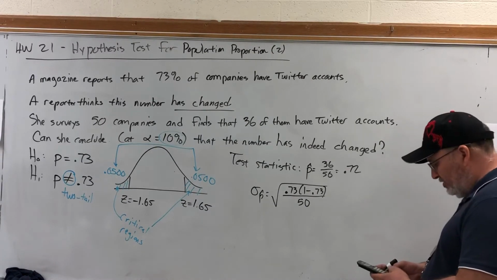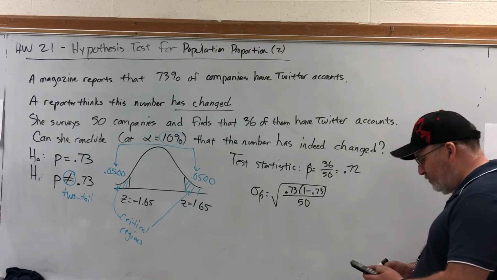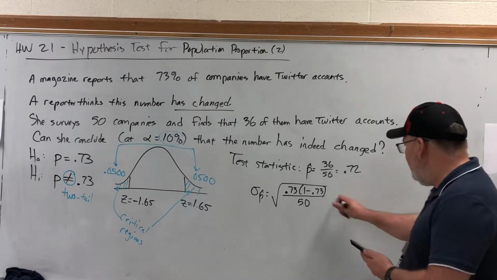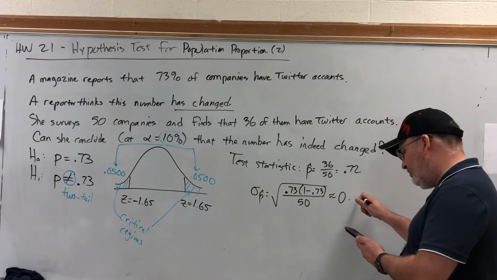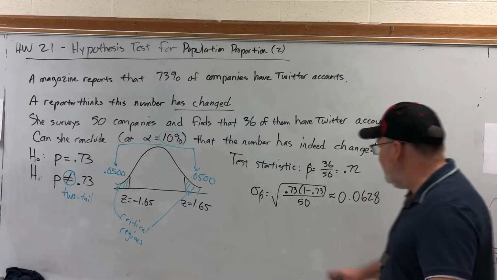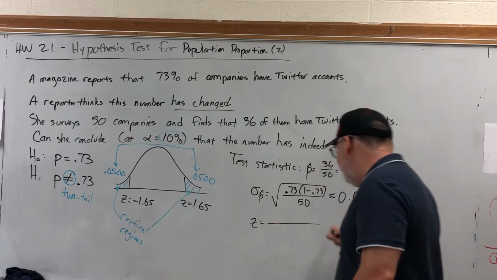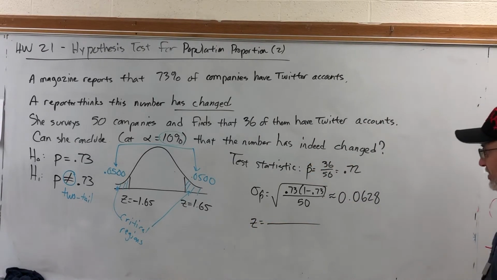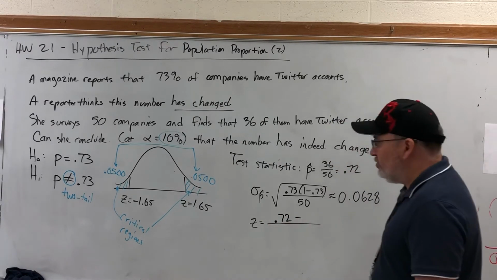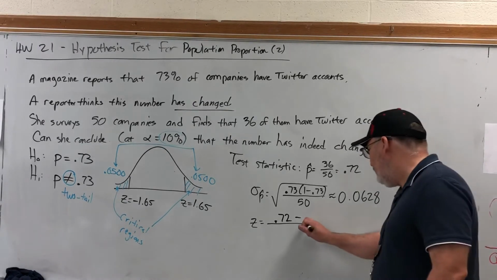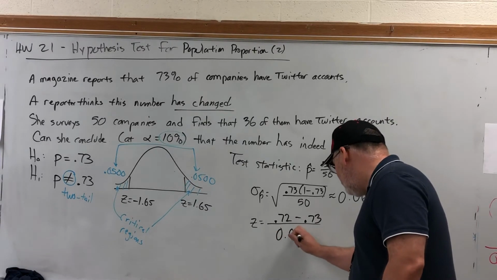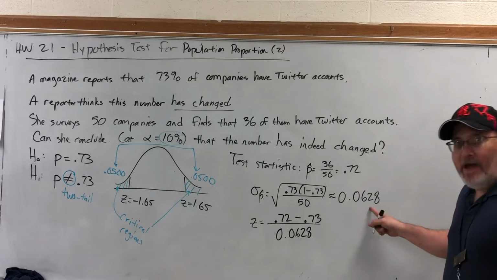0.73 times open parentheses 1 minus 0.73 close parentheses divided by 50 equals, then square root. So to 4 decimal places, 0.0628, which is not our test statistic, but rather the denominator that we need to calculate the test statistic. So the test statistic is: start with what your sample gave us, which was 0.72. Subtract what you're claiming in the null hypothesis, 0.73, and divide it by the standard deviation of the sampling distribution of the p-hats, this guy.